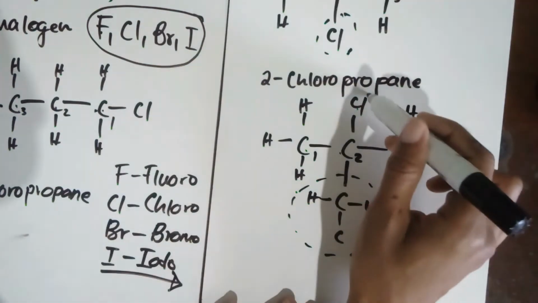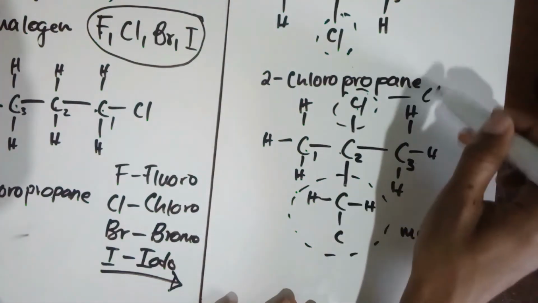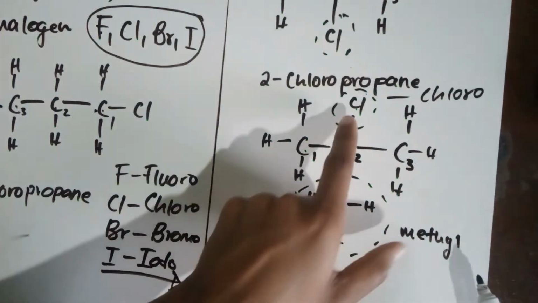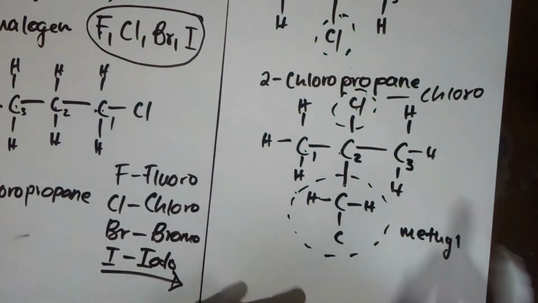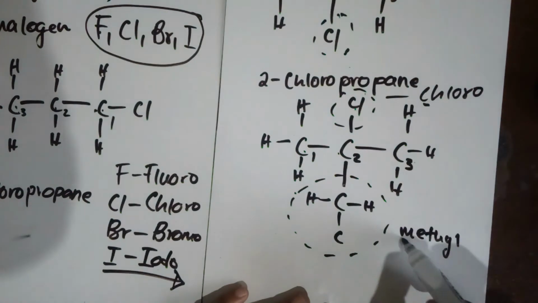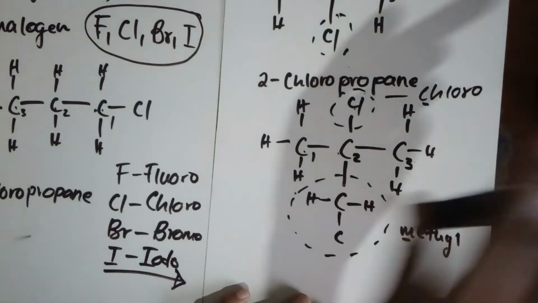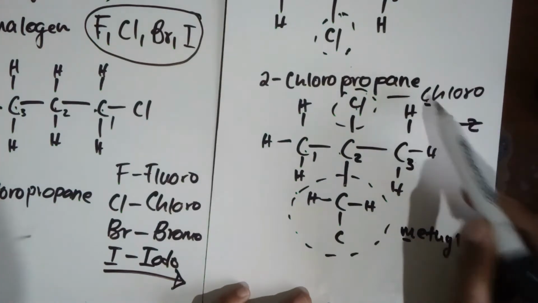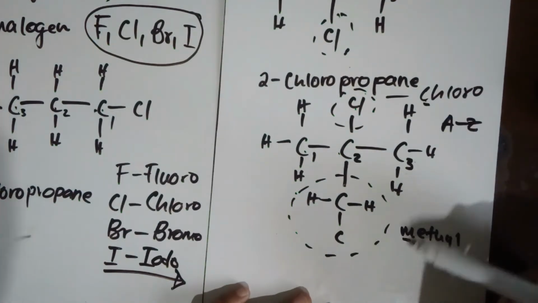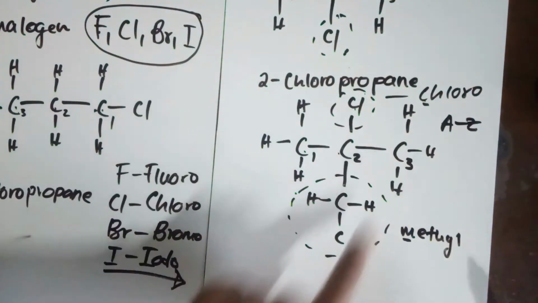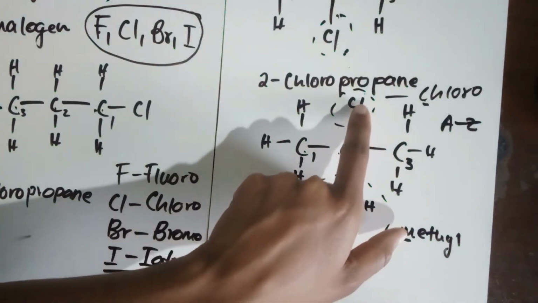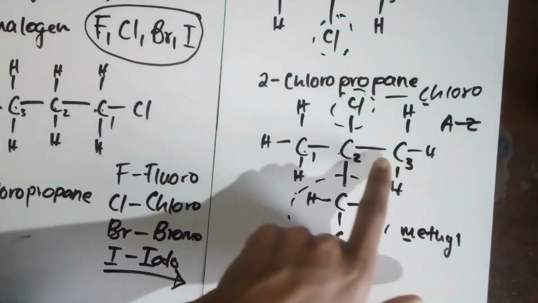This one is going to be chloro, and this one is going to be methyl. If we have a case like this, you actually use alphabetical order. You start in ascending order, A to Z. C comes before M, right? So we're going to start with chloro before we move on to methyl. So you're going to say that the chlorine atom is bonded to carbon number 2.